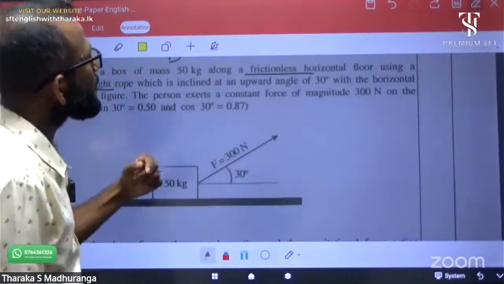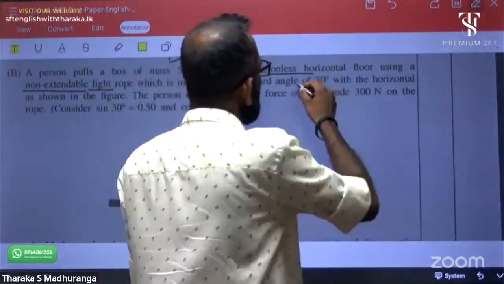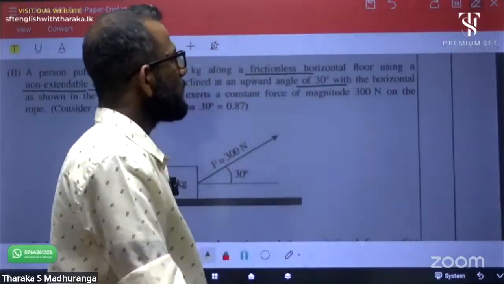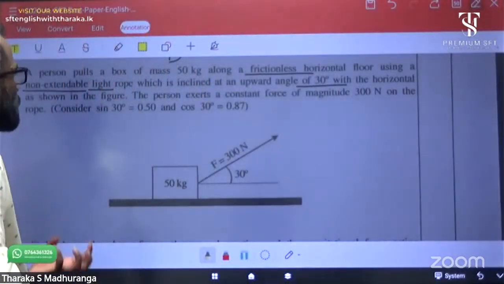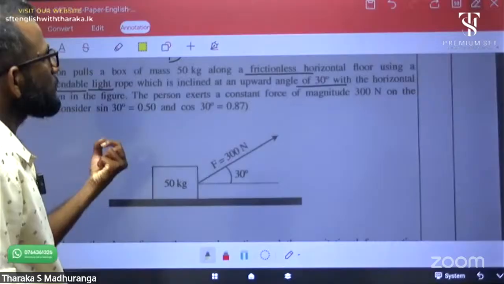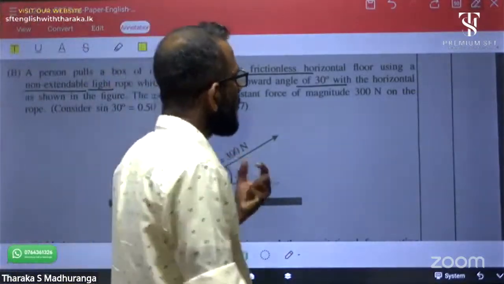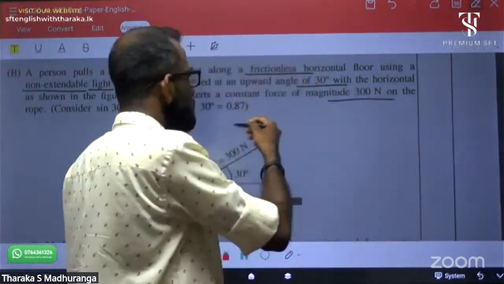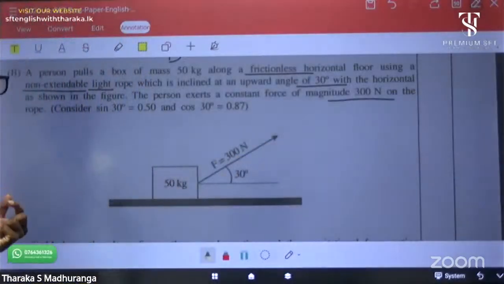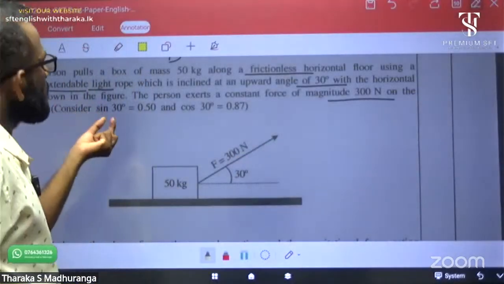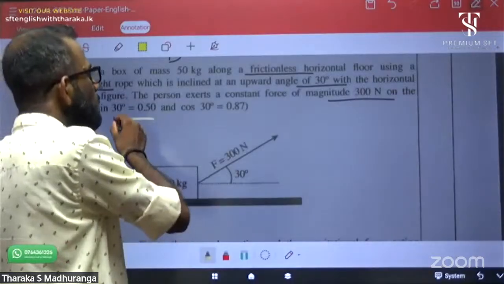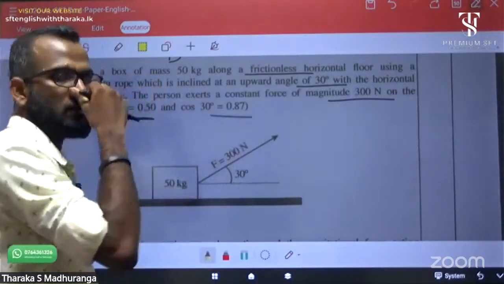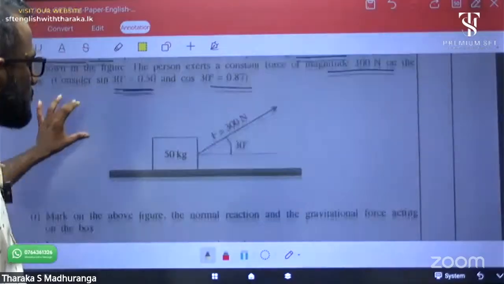The rope is inclined at an upward angle of 30 degrees to the horizontal, as shown in the figure. The person exerts a constant force of magnitude 300 Newton on the rope. Consider sin 30 equals 0.5 and cos 30 equals 0.87.